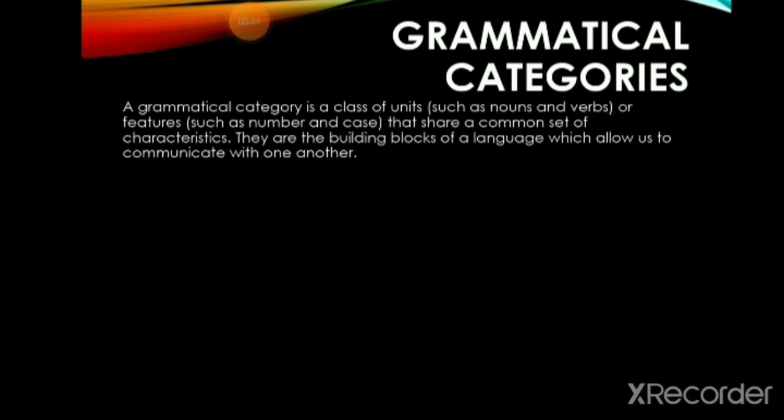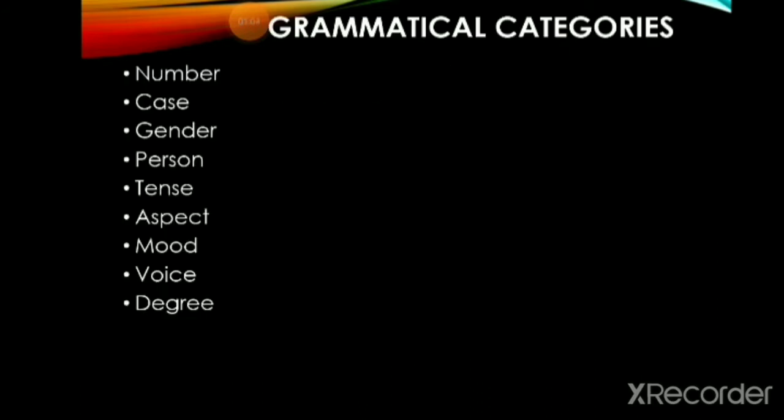A grammatical category is a class of units such as nouns and verbs, or features such as number and case, that share a common set of characteristics. They are the building blocks of a language which allow us to communicate with one another. These are some grammatical categories. Number.